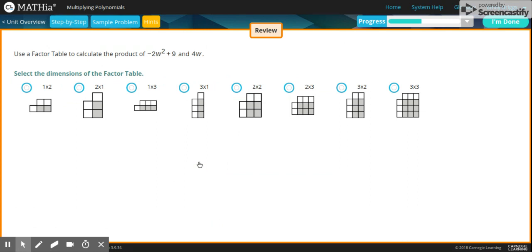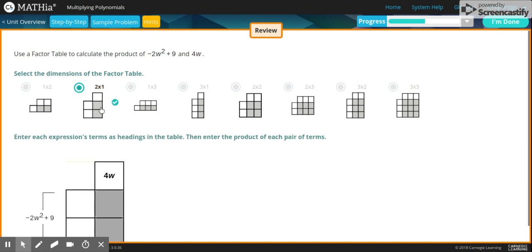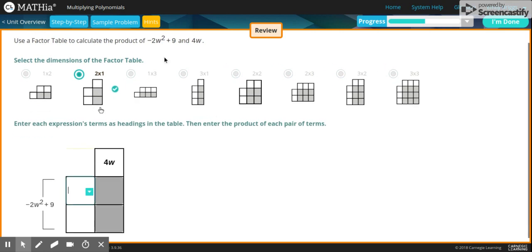Okay. So for example, this one is a little bit different than the last one. So it has 2 terms over on the side. So that means it's at least a 2 by something. So it could be this one, or this one. And then you have 1 term. So you know that's 2 by 1. Because this side is always the left side, and this one is always the top. So it already has the first term up here entered for you.